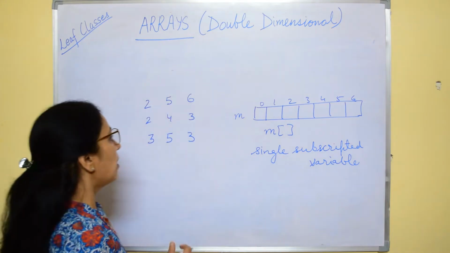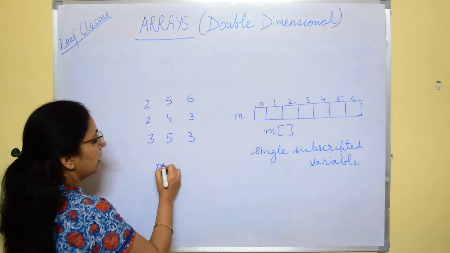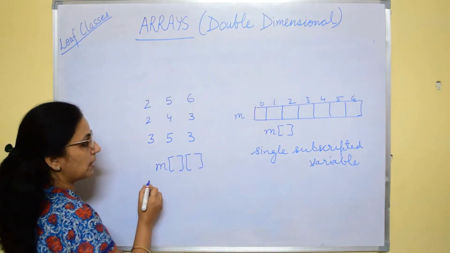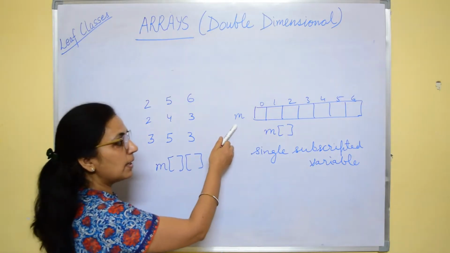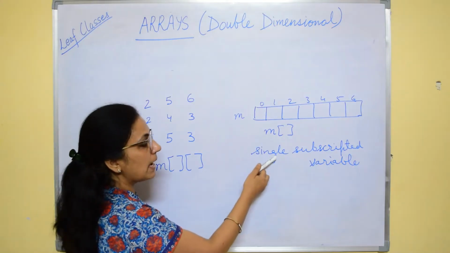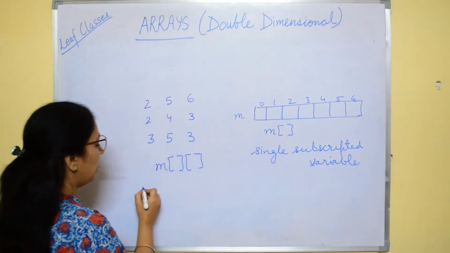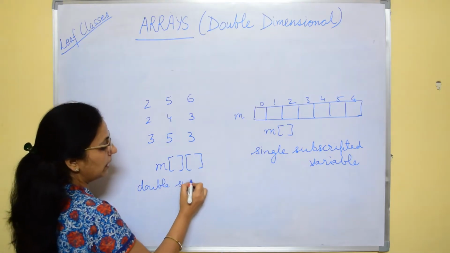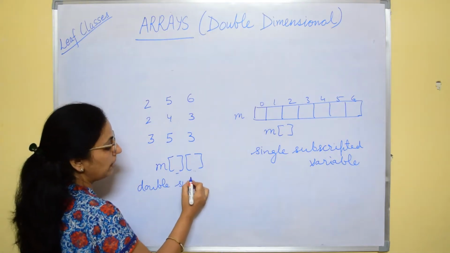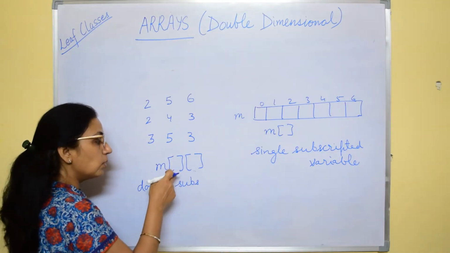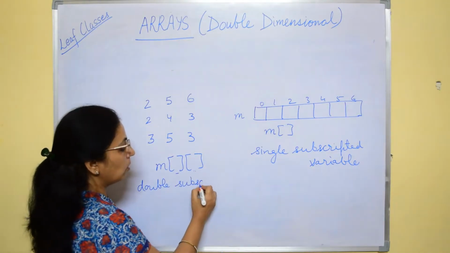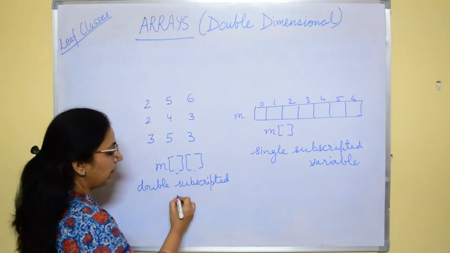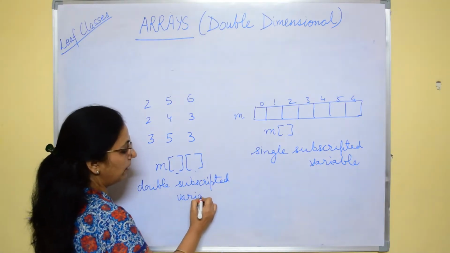Okay. Now for this double dimensional array we use two subscripts. So single dimensional array is used as single subscripted variable, and here we use double subscripted variable because we are using two brackets here to use row and to use column number. So this is known as double subscripted variable.